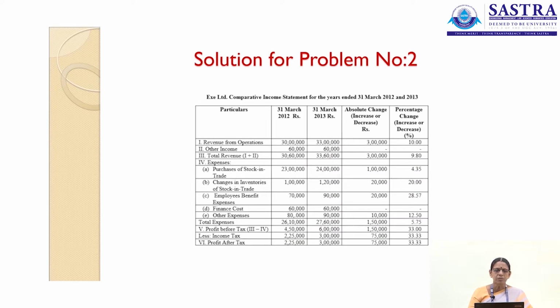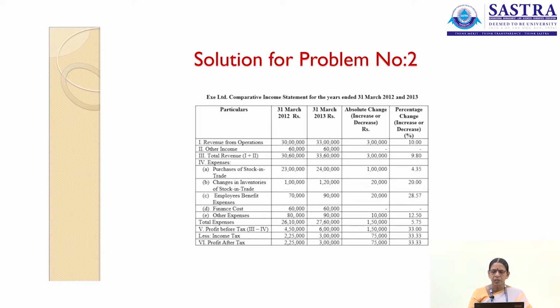Now let us see how these items are recorded in a comparative income statement. As usual, we said we have the revenue from operations, other income, we have the total revenue, expenses, we have purchases, changes in the inventories, employees benefit expenses, finance cost, other expenses, we have the total expenses, profit before taxes, total of your income minus your expenses, we will have the profit before tax, then less income tax at 50%, we will get the profit after tax.